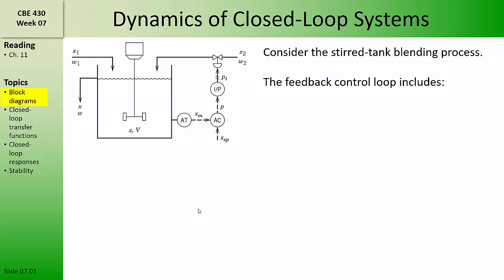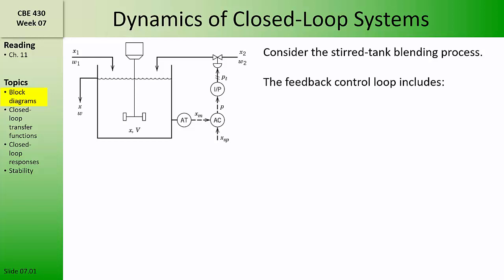So far in this class, we've looked at mathematical descriptions of the dynamics of chemical and biological processes. And in addition to the processes, we've looked at the behavior of sensors, controllers, transducers, and valves. We've also developed some mathematical tools that allow us to describe the dynamics of these equations in the Laplace domain, including the idea of transfer functions. Now we're going to put all of those concepts together to describe the dynamics of closed-loop feedback control systems.